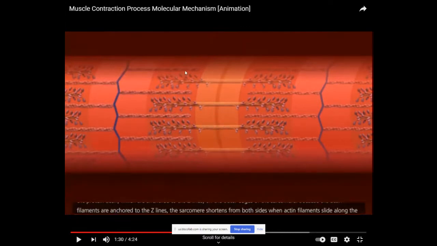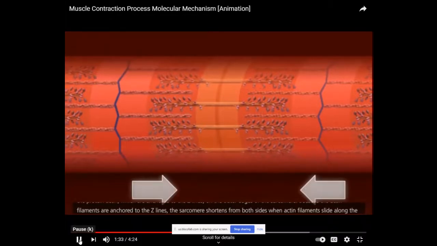So you can see here where there's some overlap between the thick and the thin, all right? And that's going to appear darker. And then you can see where there's just thin, that's going to appear lighter. Now you can see why we have striations in skeletal muscle, all right? It's because of where there's overlap. Where there's more overlap, those areas will appear darker.